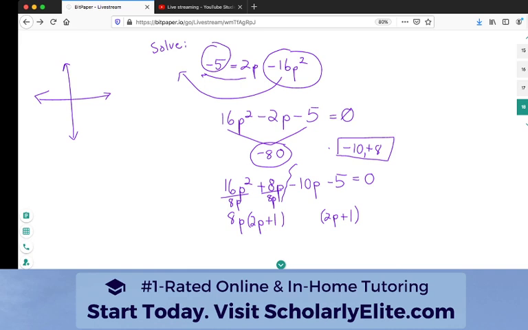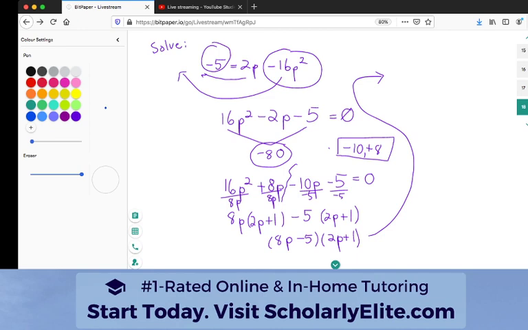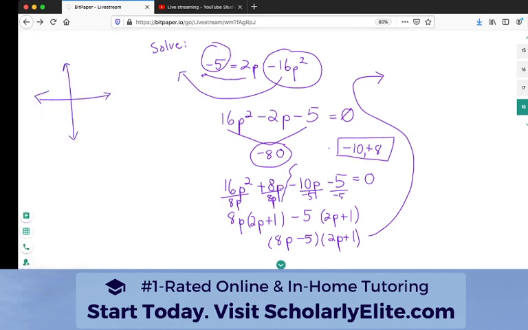So what do I take out of here? Well, I know that I'm going to have to take out -5, and by taking out -5 from both of these, that's how I get 2p + 1. And then my final factors are going to be 8p - 5 and 2p + 1. And bring that up and over so we can solve for our p's. We're going to make them both equal to 0 because this whole time they've been equal to 0.